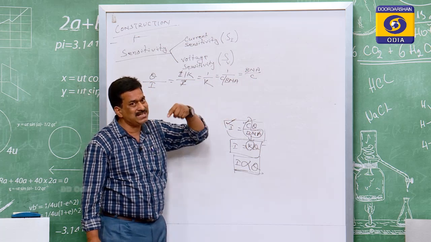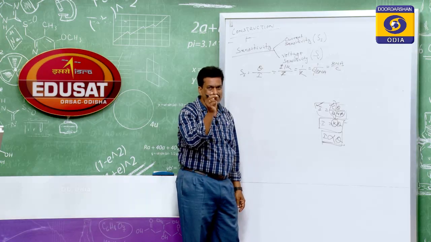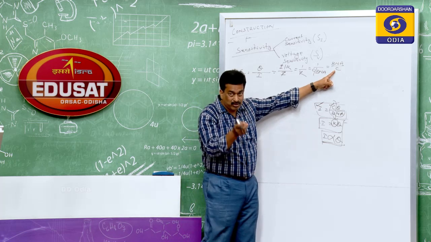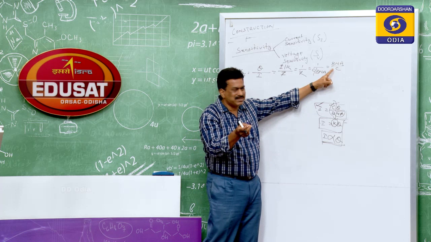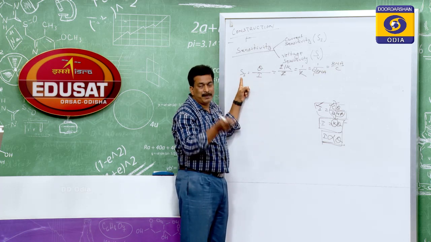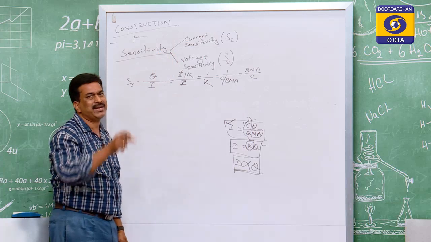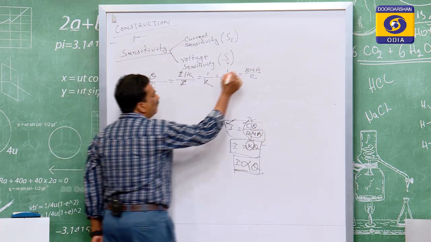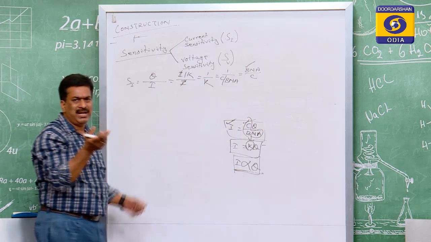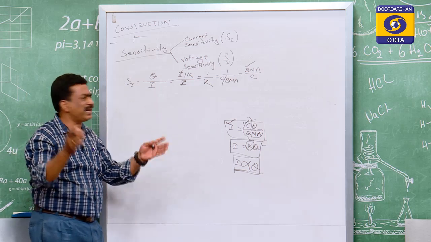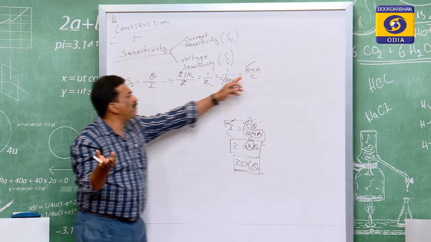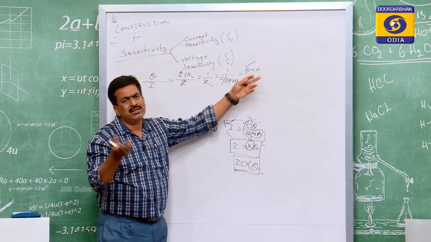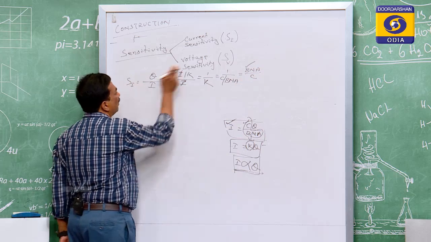As I said, if the couple per unit twist is very small, meaning the wire is made very thin, then the C value decreases, which means the sensitivity will be more. Therefore, the suspension wire which we have taken is made of a very thin material, phosphor bronze. If we increase B, the magnetic field strength, meaning a stronger magnet is taken, then the sensitivity will be more. If the number of turns is more, the sensitivity is more. If the area is more, the sensitivity is more. So that is the current sensitivity.